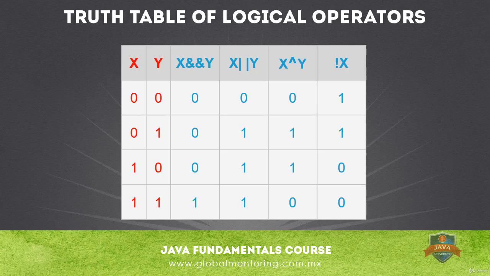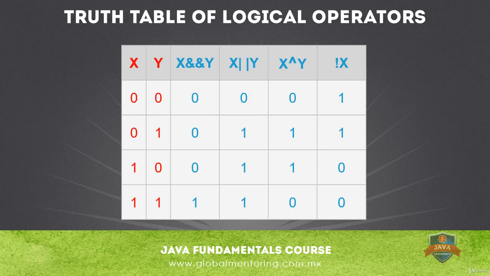The only thing we have to apply is the following. In the case of the operator AND, the result will be true only if both values are true. Otherwise, the final result will be false. In the case of the OR operator, the result will be true if any of the operands X or Y is true. Above, we mentioned the AND and OR operators in short circuit mode.